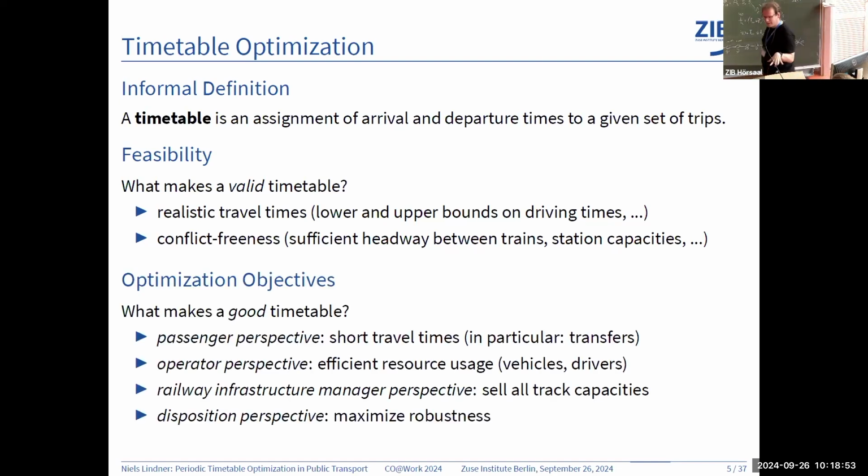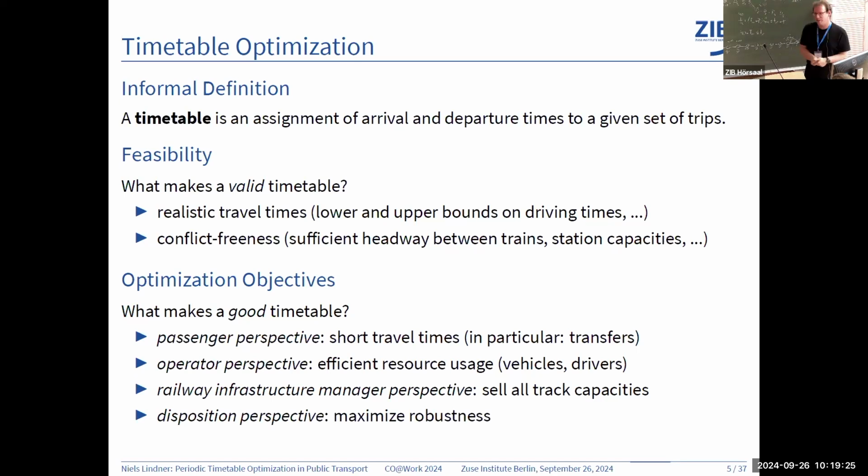Funny to notice, I asked this question also to people that study traffic engineering, and all of them said you must have efficient resource usage, which you didn't say at all, right? Because they think in terms of public transport companies, and what they think of a timetable is, well, I should need as few vehicles as possible or as few drivers as possible, right? You didn't say that at all, but all of them said that, and they didn't think at all about short travel times, which I found really surprising. So you see there are many perspectives on this.